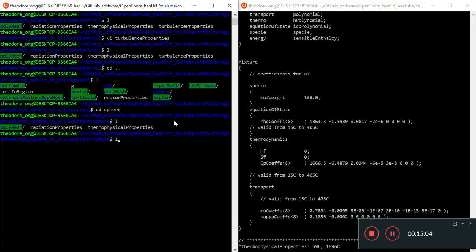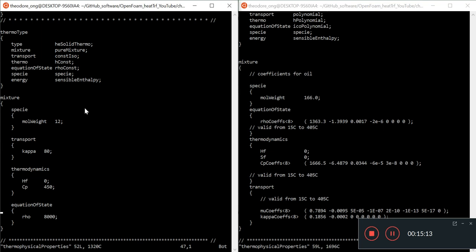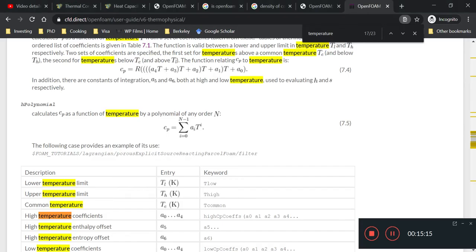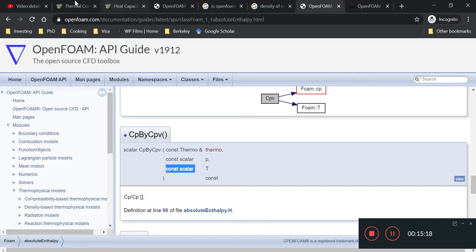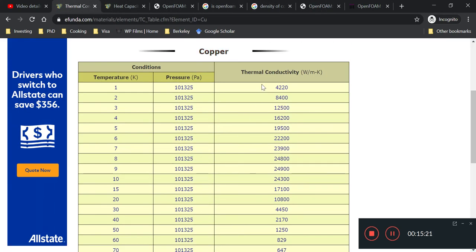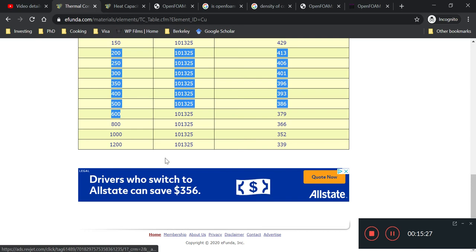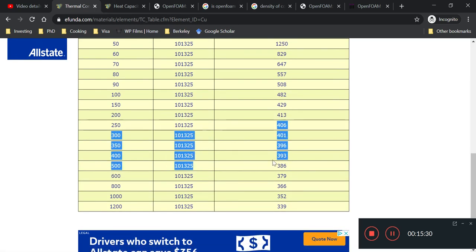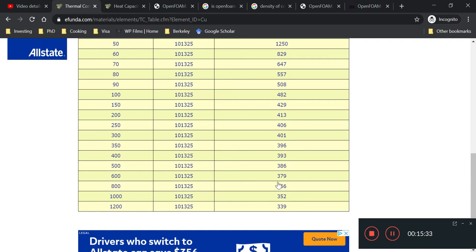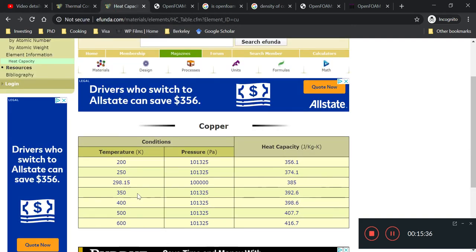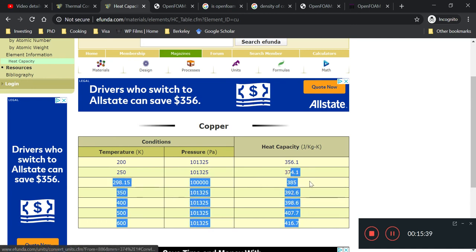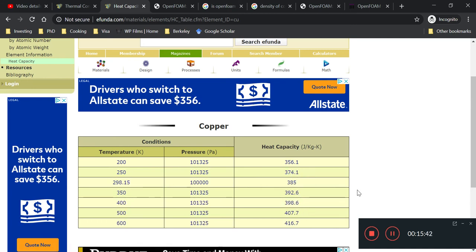Okay, so let's take a look at the thermophysical properties as well for the sphere. And I want to use a copper sphere. So this is the thermal conductivity of copper, ranging from 200 Kelvin all the way to 1200. You can see the thermal conductivity doesn't really change too much. It can almost look like a linear fit. And likewise for the heat capacity, which is here, it doesn't really change much. It increases over several hundreds of degrees, but other than that, should be okay.